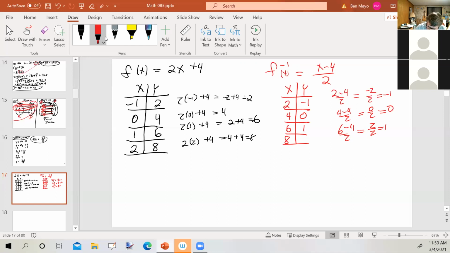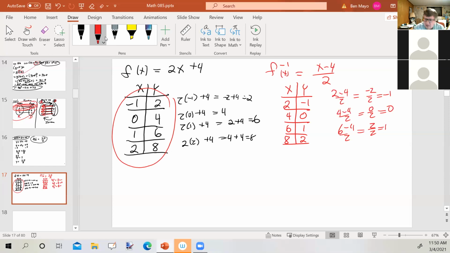2. Where'd you get that? Because 8 minus 4 is 4 over 2, which is 2. Oh, so you just figured it out that way. I was hoping that maybe you were peeking over here. Oh, I guess I could have looked over there too.